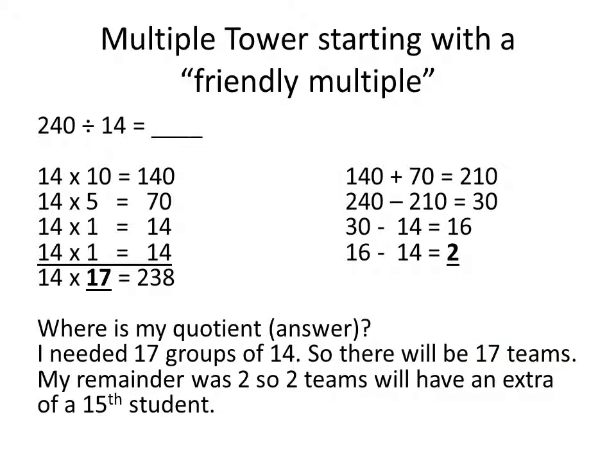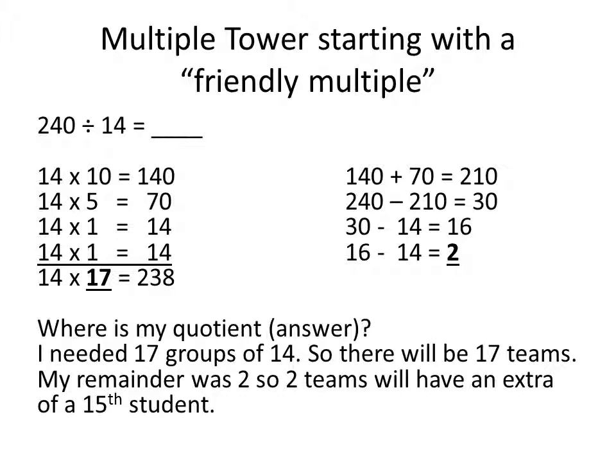Another idea is to think about a multiple tower, but instead of listing every multiple, starting with a friendly multiple. For fourth grade students, that would be multiples of 2, 5, 10, and in some cases 20, 50, and 100 when working with four-digit numbers when we're dividing. In this case, 14 times 10 is a really good starting multiple to get me to 140.